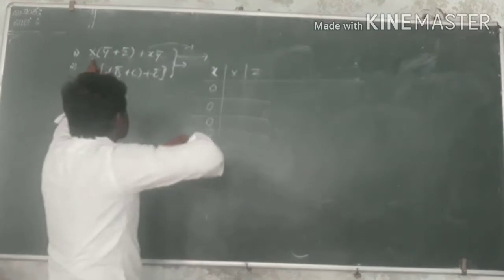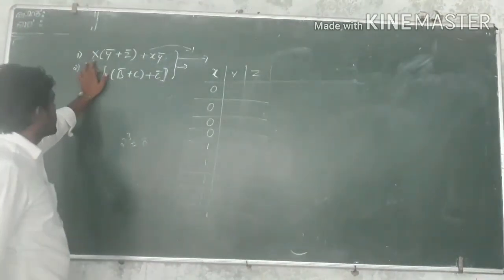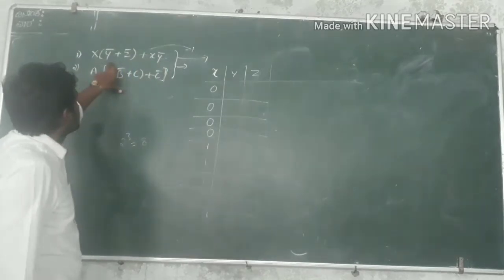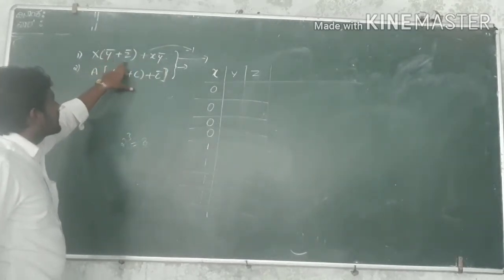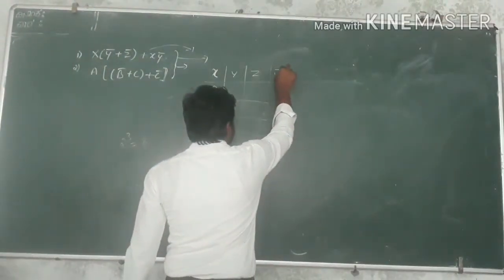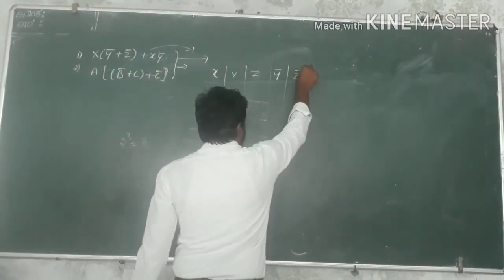Now let us start with expanding the equation. First we have x into y complement plus z complement, plus xy complement. So we need the complement of y and the complement of z. It is not required for x complement, so just go for finding the y complement and z complement.